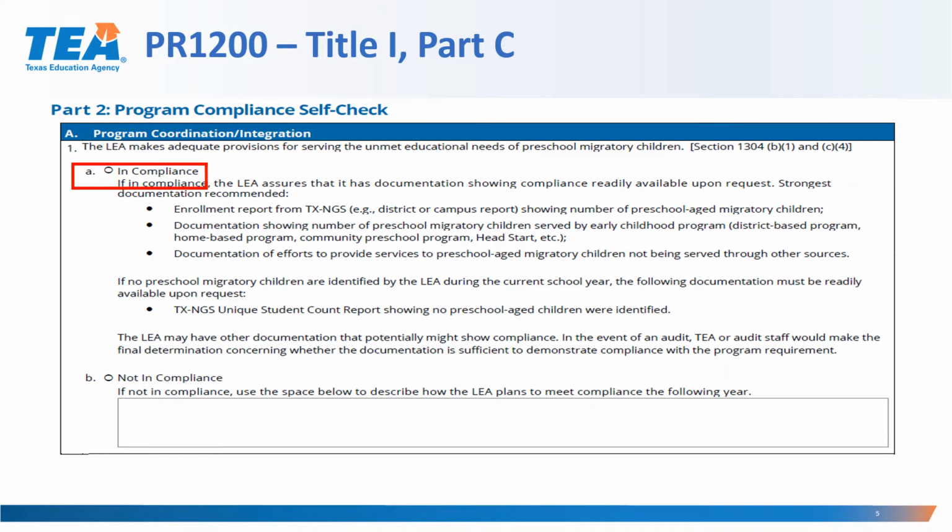If no preschool migratory children are identified by the LEA during the current school year, the following documentation must be readily available upon request: TXNGS unique student count reports showing no preschool-age children were identified. The LEA may have other documentation that potentially might show compliance. In the event of an audit, TEA or the audit staff would make the final determination concerning whether the documentation is sufficient to demonstrate compliance with the program requirement.